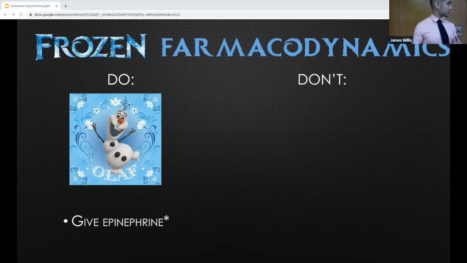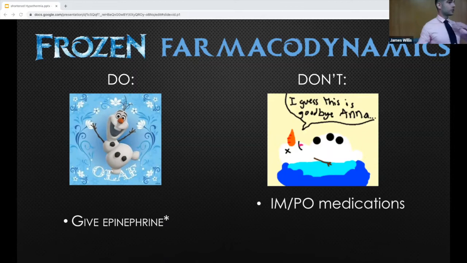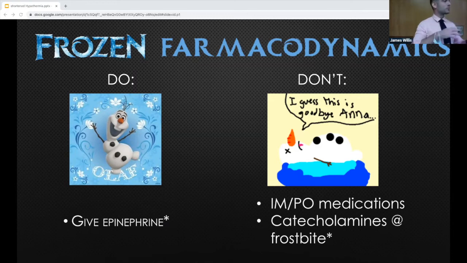With regards to things that we shouldn't do, we already discussed the fact that we should not be giving IM or PO medications, but also we should be considerate of the use of vasopressors or things that will constrict the periphery. The reason being that, because of the pathophysiology associated with hypothermia, a lot of times these people are maximally constricted anyway, so you're really not going to get much squeeze out of them. As you vasodilate and warm the patients, you can consider it, but if they have frostbite, then you might precipitate digital ischemia. And while life is more important than limb, it's just something to be considerate of.